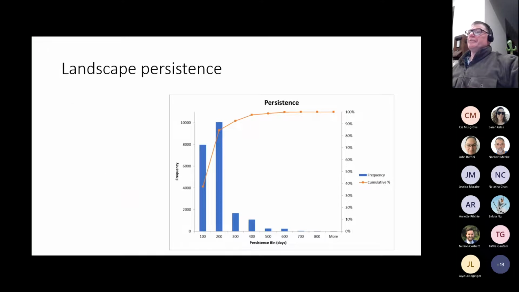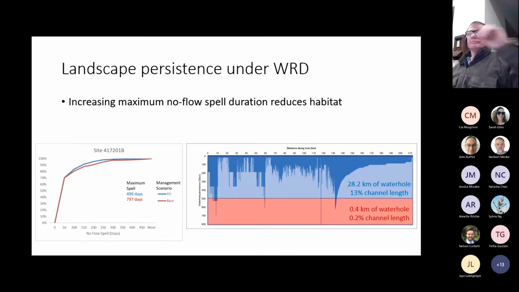This is the distribution of those persistence times. You can see there's not that many waterholes that last a year, and there's very few that last 2 years. So most of them last somewhere in the 100 to 200 day window.